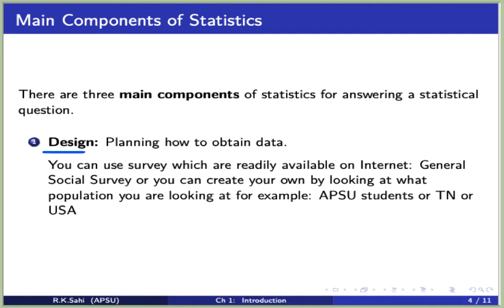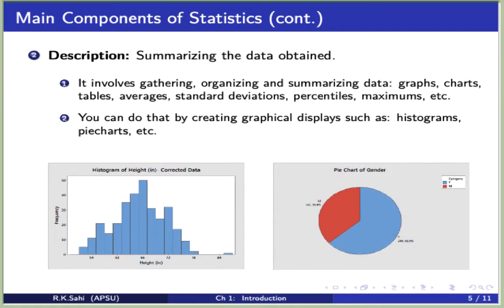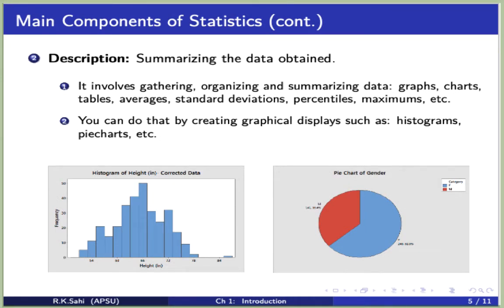The other one is, once we have got our data, we can clean up the data, and then we would like to describe that data. The description of the data is basically summarizing our findings. Summarizing means you gather, organize, and look at the bigger picture of the data set. That could be in terms of graphs, charts, tables, averages, percentiles. And we can also summarize our data by using histograms, pie charts, bar graphs, all those different varieties of representing our data set.